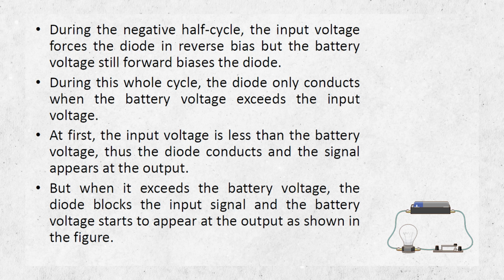But when it exceeds the battery voltage, the diode blocks the input signal and the battery voltage starts to appear at the output as shown in the figure. So, this was all about the series clippers, in which we have seen that they have two types, series positive clipper and series negative clipper, with their biasing circuits, that is positive biasing and negative biasing.